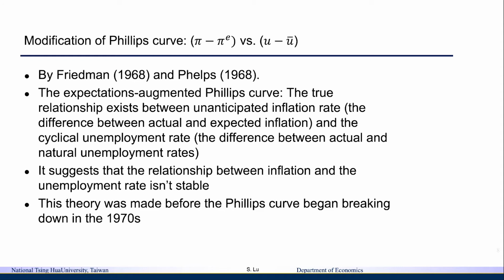So basically, based on their research, they show that the relationship between the inflation rate and the unemployment rate is in fact not stable. The true relationship exists between the unexpected inflation rate, which is the difference between the actual and the expected inflation rate, and the cyclical unemployment rate, which is the difference between the actual unemployment rate and the natural rate of unemployment. So in fact, they found the true relationship before the Phillips curve showed up to no longer hold when we look at the data afterwards.